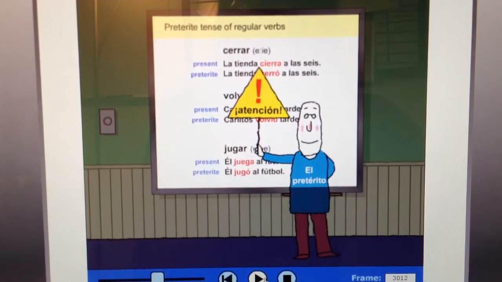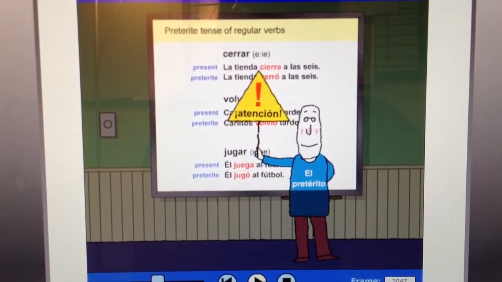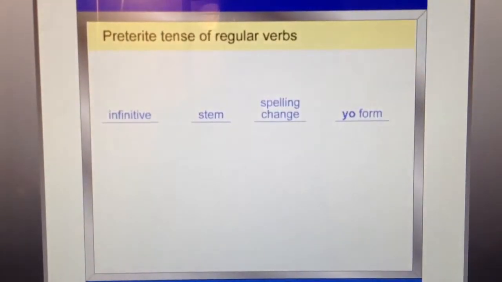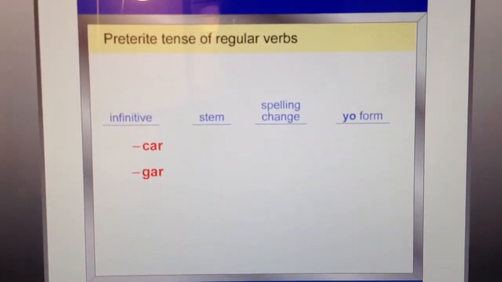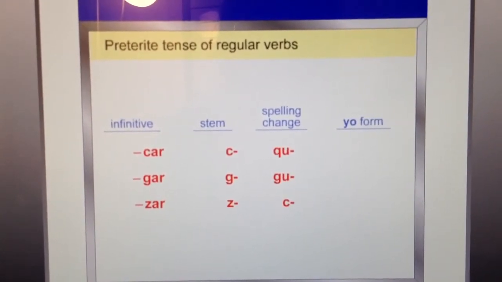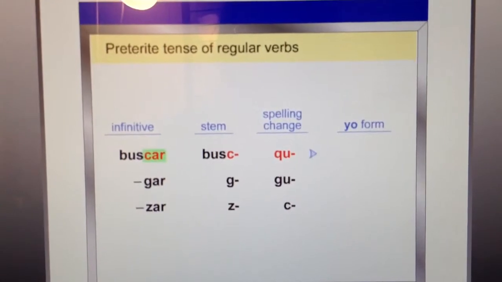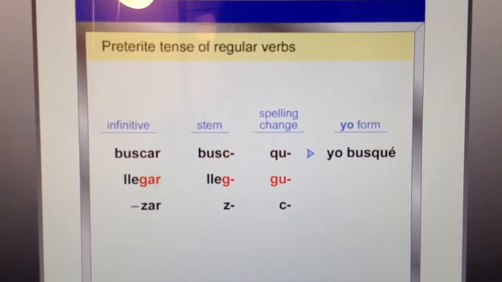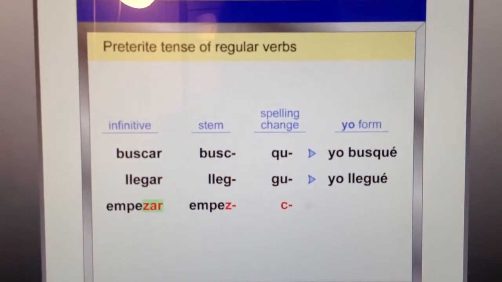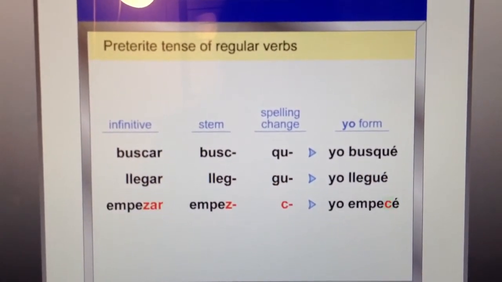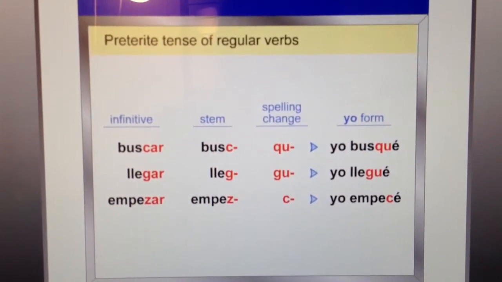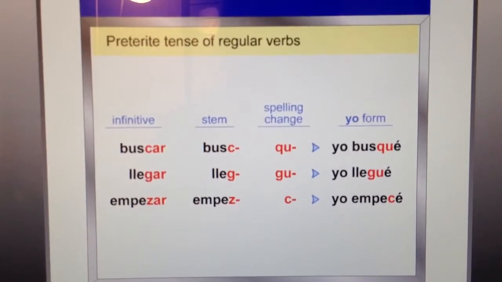Note that IR verbs that have a stem change in the present tense also have a stem change in the preterite. Verbs that end in car, gar, and sar have a spelling change in the yo form. Buscar, yo busqué. Llegar, yo llegué. Empezar, yo empecé. Except for the yo form, all the other forms of these verbs are regular in the preterite.